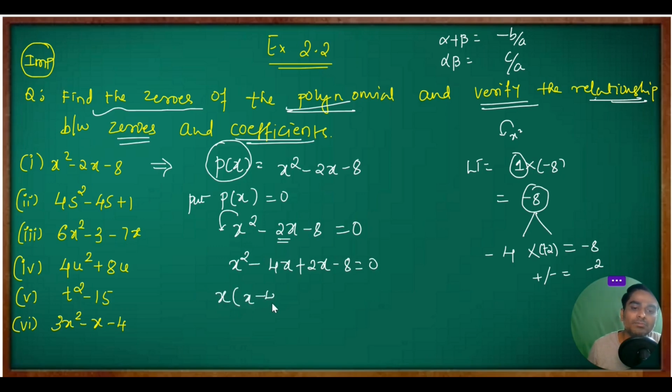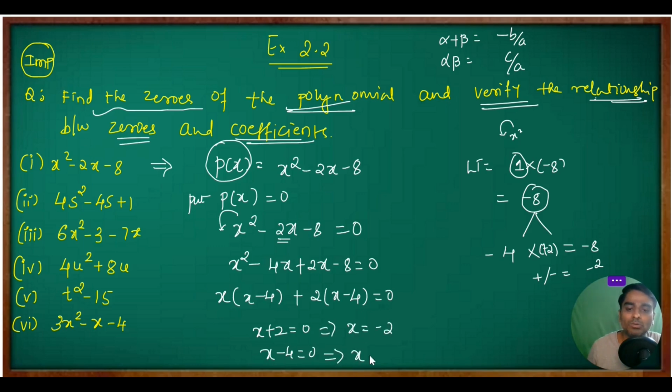Now from the first group I will take x common, I get x minus 4, plus from here also 2 common, x minus 4, equal to 0. So x plus 2 equal to 0, then x minus 4 equal to 0. From here x equal to minus 2, and from here x equal to 4. These are my roots, or my zeros. I got my zeros, but there is still work pending. That is fine. Now I did it directly.